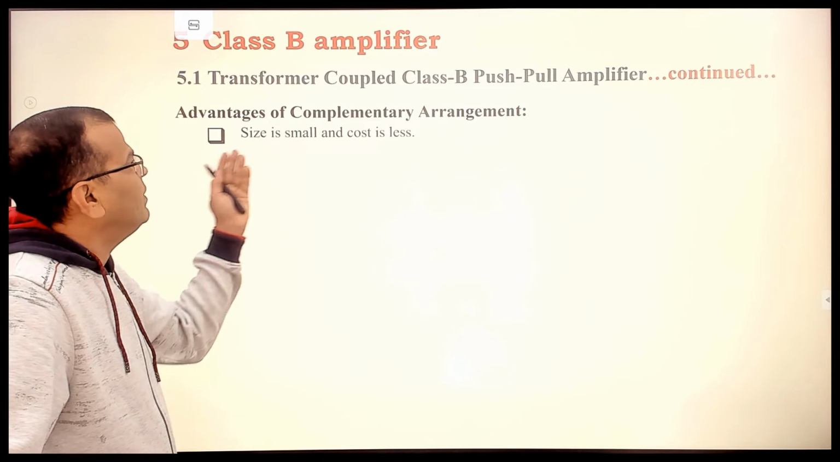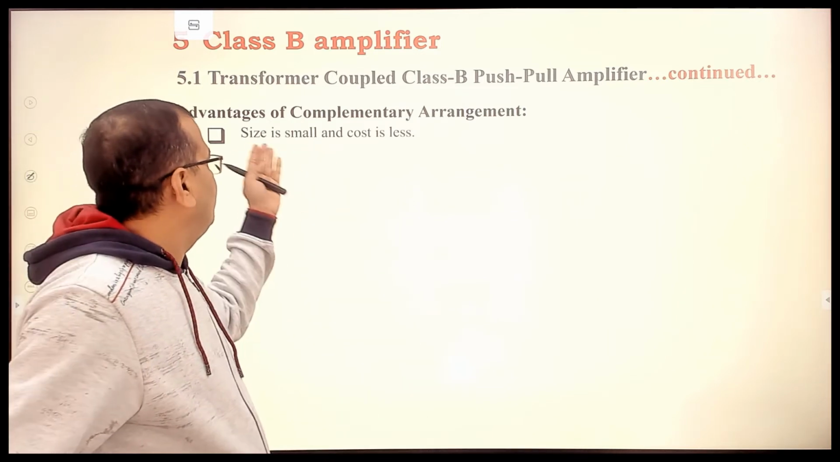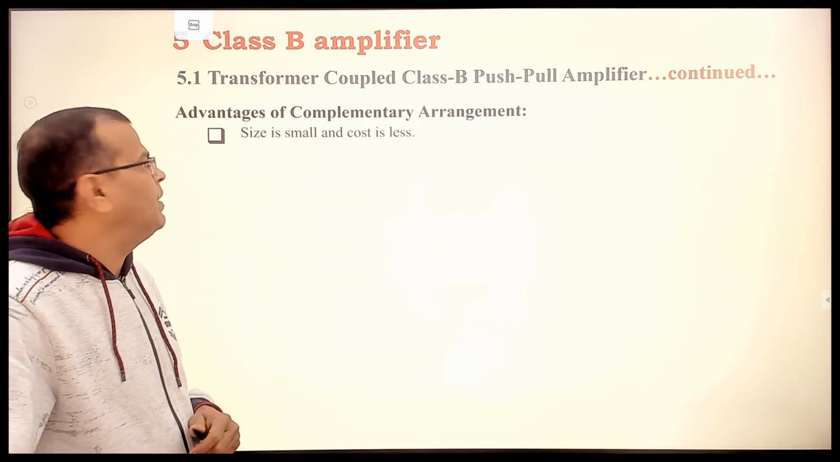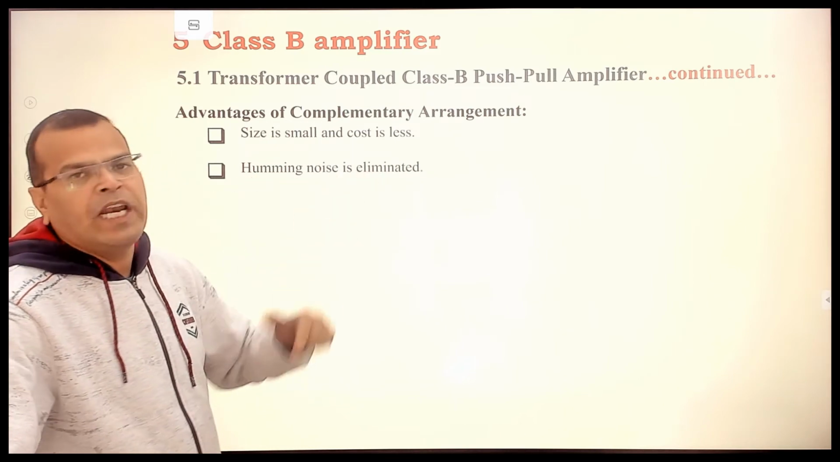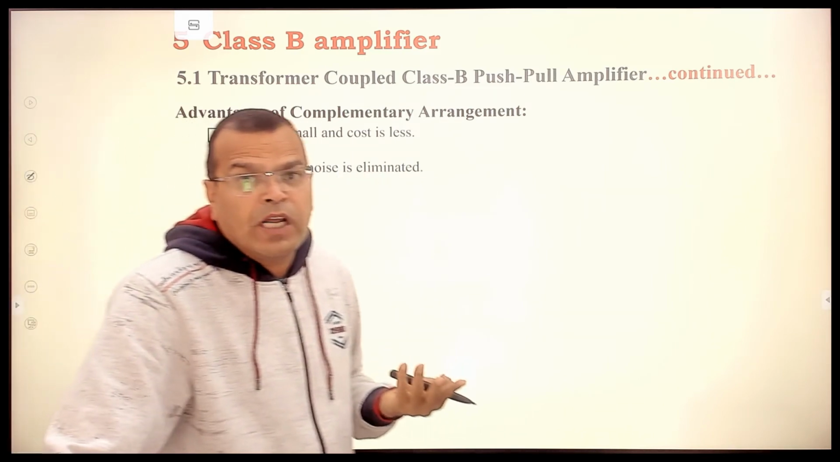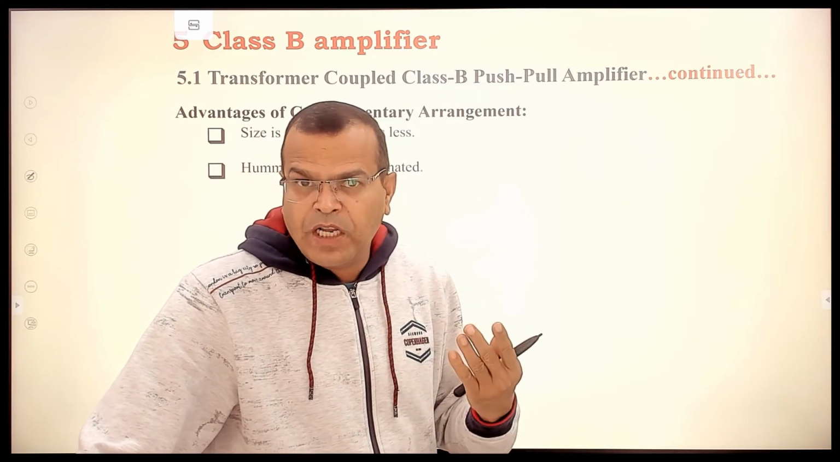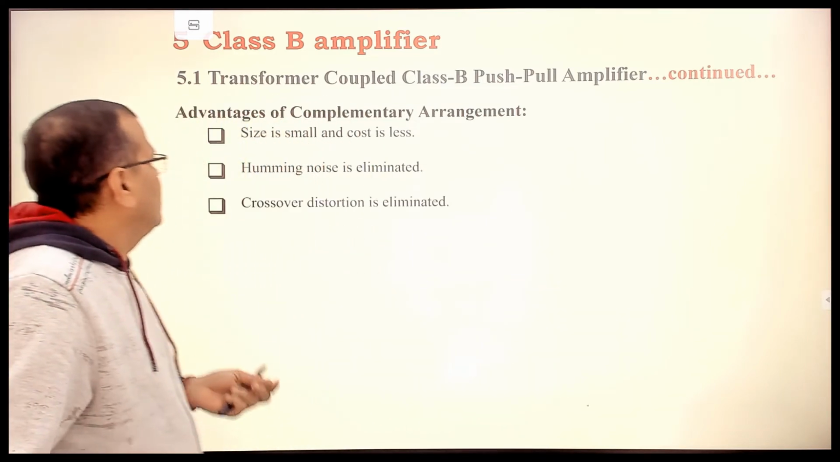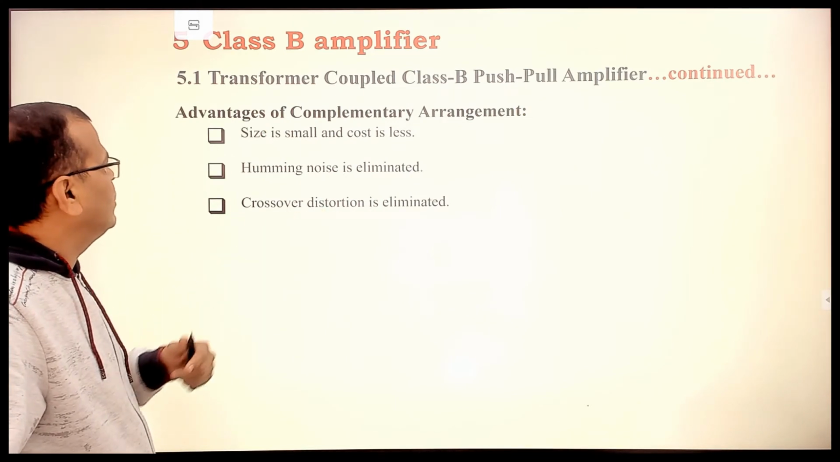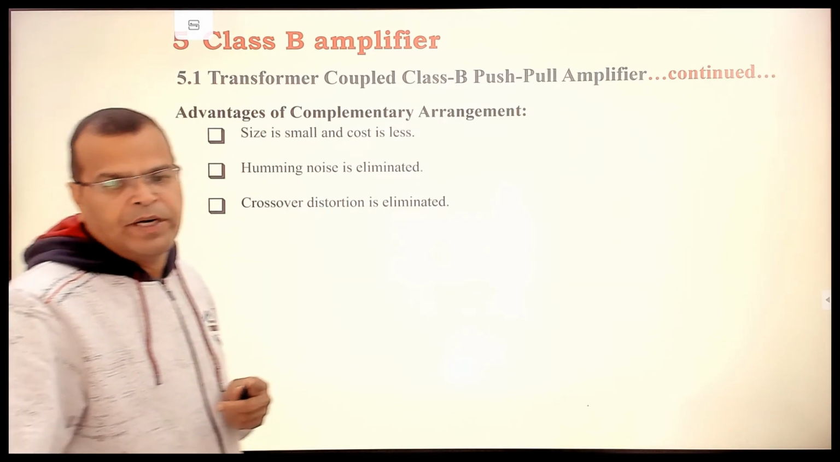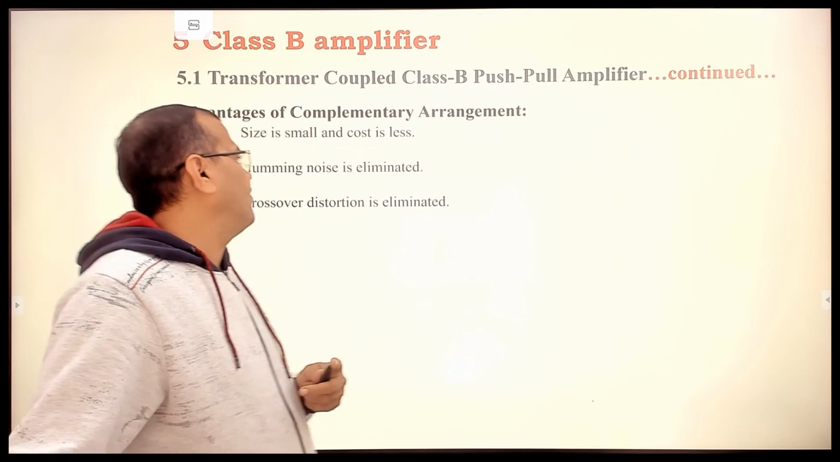Now, advantages of complementary arrangement. We have already discussed size and cost will be less. Humming noise is eliminated in this case. Why? Because there is no transformer. Transformer is the source of humming noise. So when there is no transformer, there is no humming noise. Then we have crossover distortion. So crossover distortion is eliminated by class B amplifier.